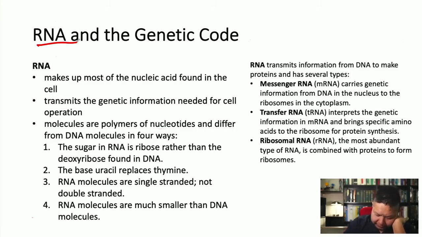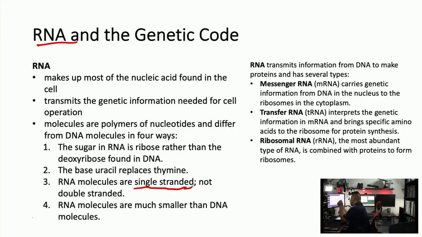And the other main thing that's different too is RNA is usually single-stranded. Okay? Compare that to DNA, which is double-stranded, and that's why it's a double helix, right? And then RNA molecules are much smaller than DNA molecules, and the reason for that is because, like I was saying before, DNA will only code for RNA for a specific gene that makes a specific protein.